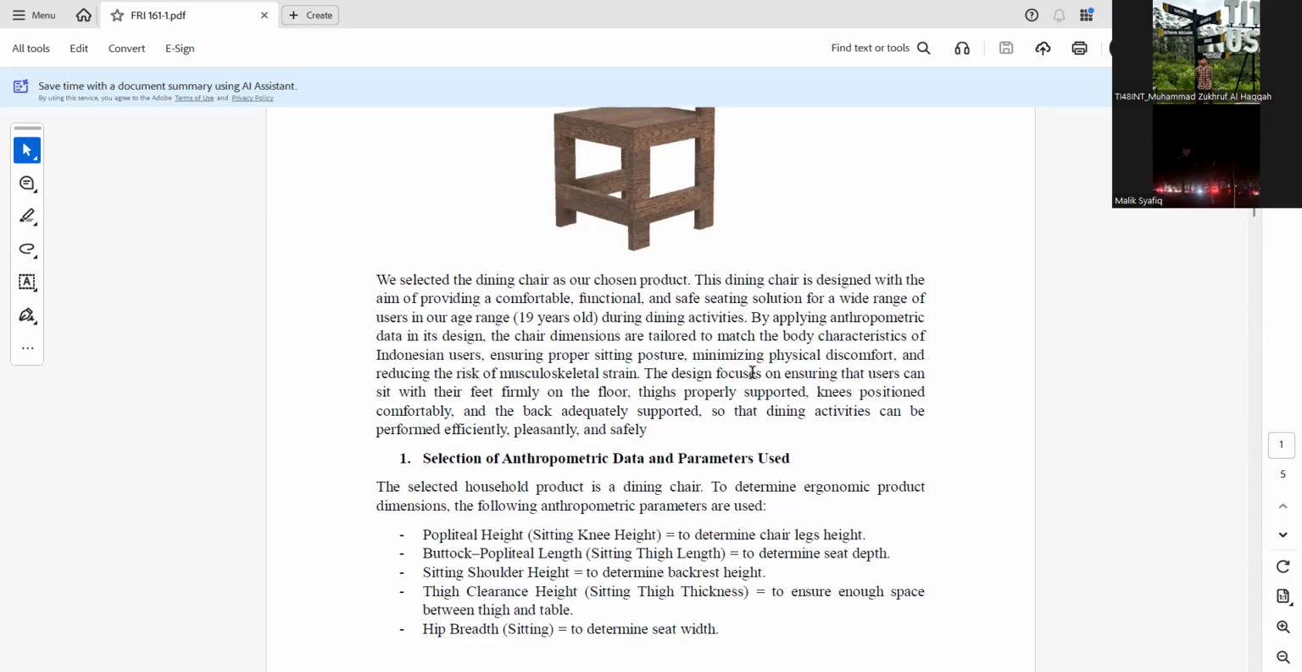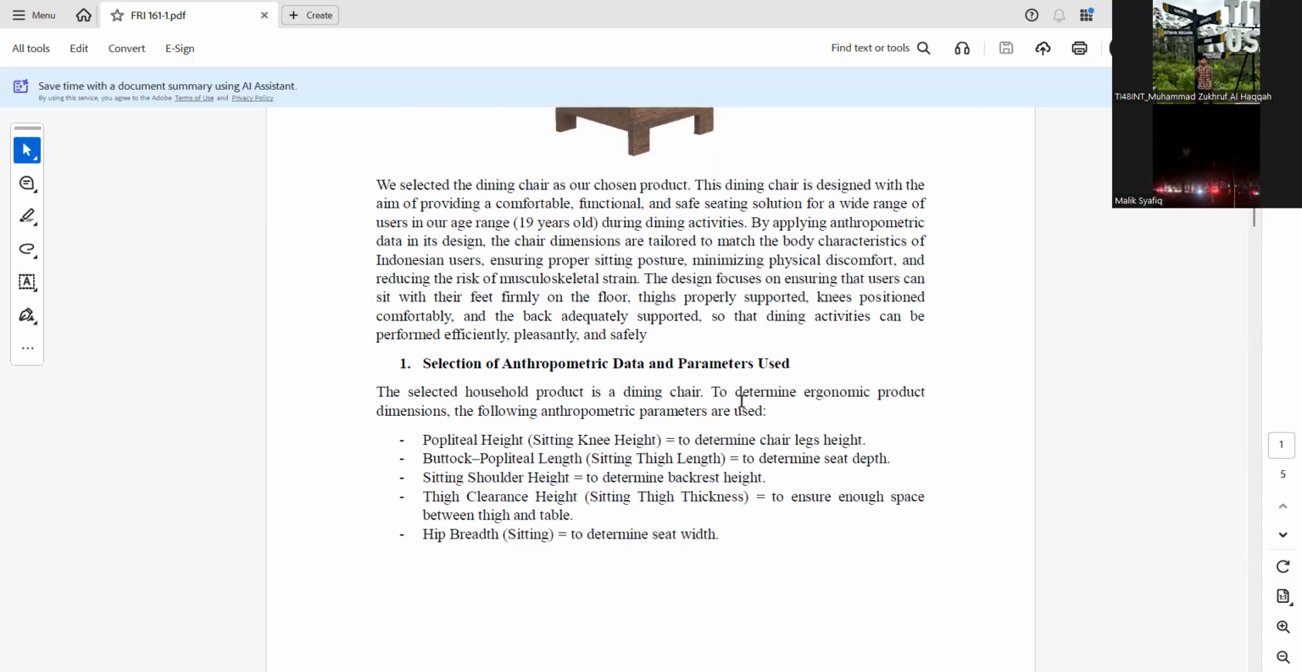First of all, we have the popliteal height, or the sitting knee height. We use that in order to determine how tall the chair legs will be. The second is the buttock popliteal length, or the sitting thigh length, in order to determine the seat depth of the dining chair.